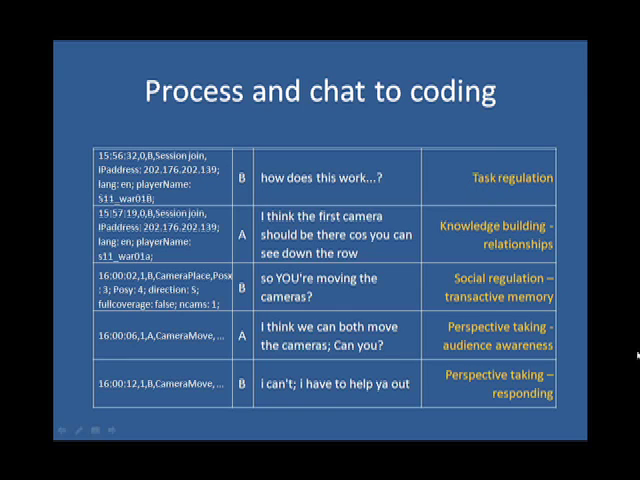Task regulation is part of the mapping out of problem space, for example. And here we have A saying, I think the first camera should be there because you can see down the row. So the student is starting to build relationships between parts of pieces of information, and it's also communicating that. So as we look through the chat, we can also see how that relates to the particular area of skill.